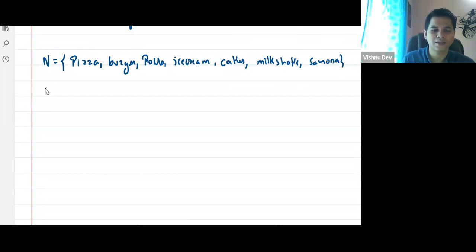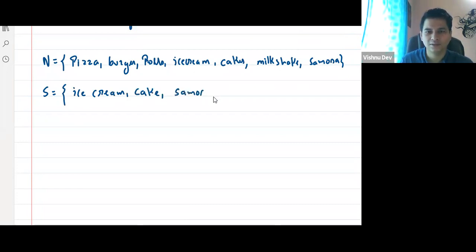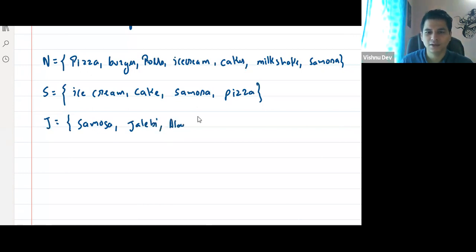Okay. And then we have, suppose, Smarnika, right? And she likes ice cream, cake, samosa, pizza. Then we have, suppose, Janvi. Okay, she likes samosa, jalebi, aloo paratha.